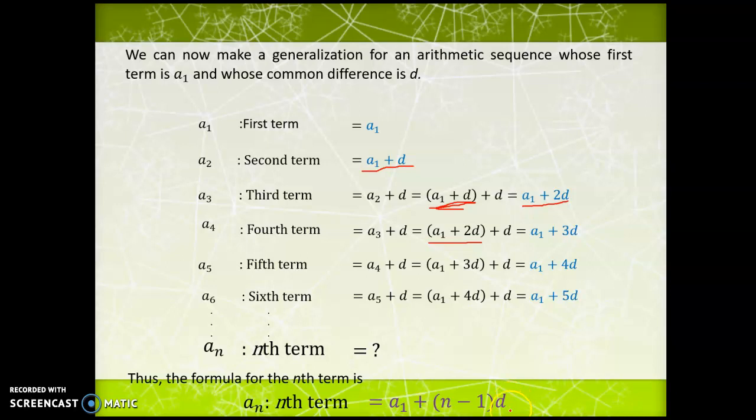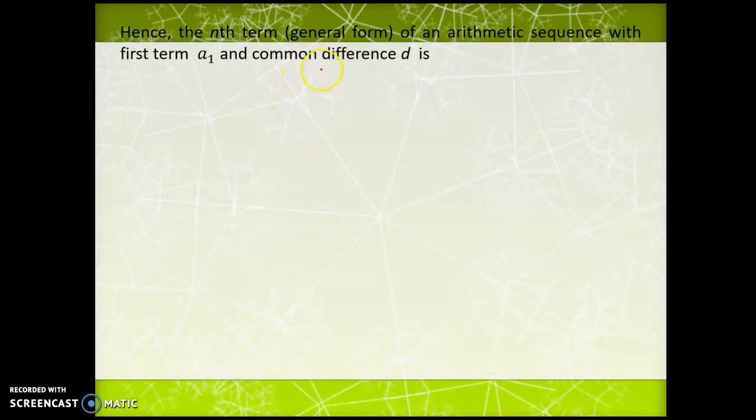Alright, do you follow? Okay. Hence, the nth term general form of an arithmetic sequence with the first term a sub 1 and the common difference d is a sub n equal to a sub 1 plus n minus 1 times d.